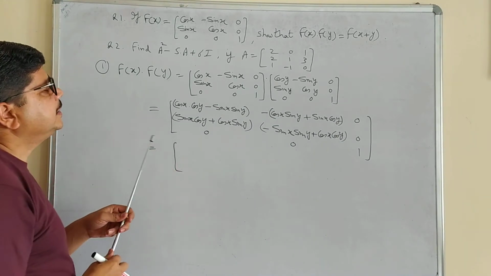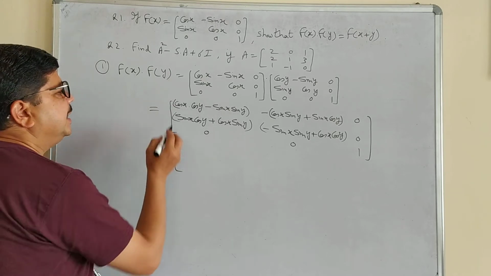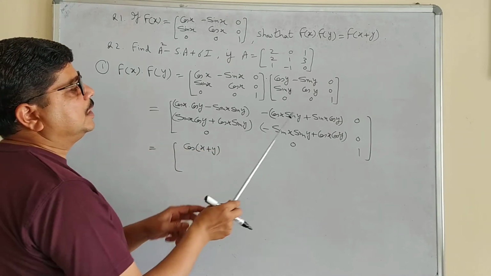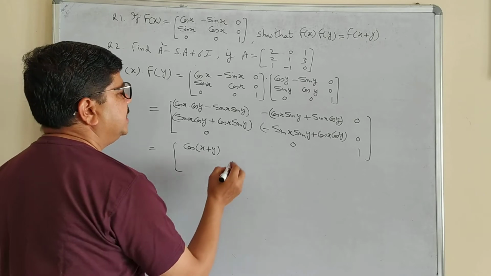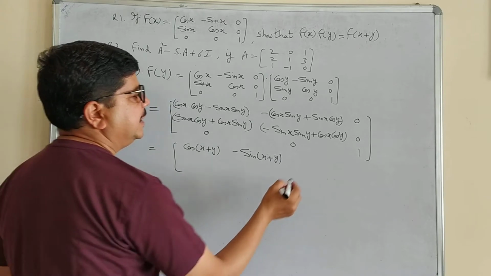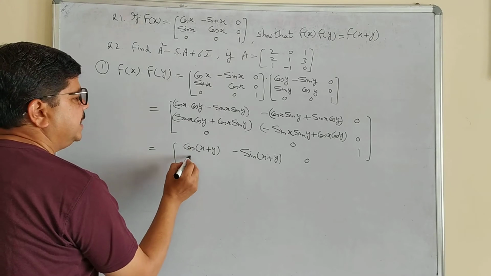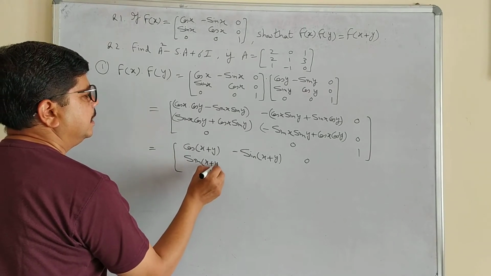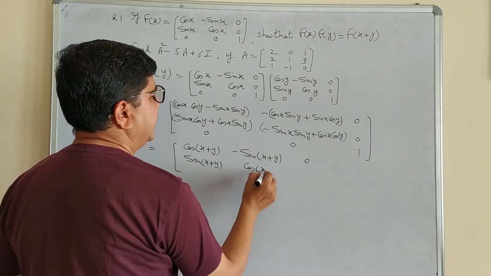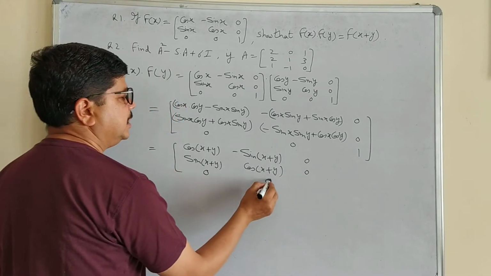So we find that this is the formula of cos A cos B minus sin A sin B. That is cos of A plus B. So it becomes cos of x plus y. This is sin A cos B plus cos A sin B. That is sin of A plus B. Minus is already there, minus sine of x plus y, and 0. Then sin A cos B plus cos A sin B, again sine of A plus B, cos A cos B minus sin A sin B, that is cos of A plus B. Then next is 0 and third row is 0, 0, 1.